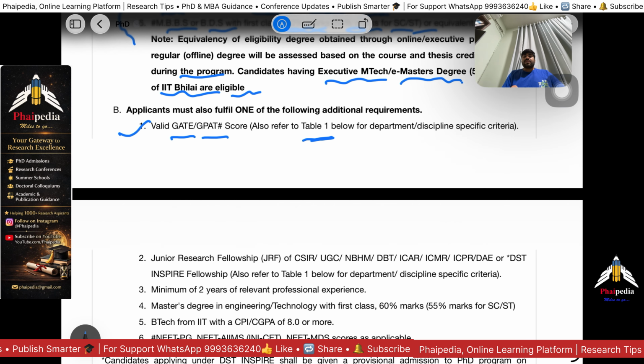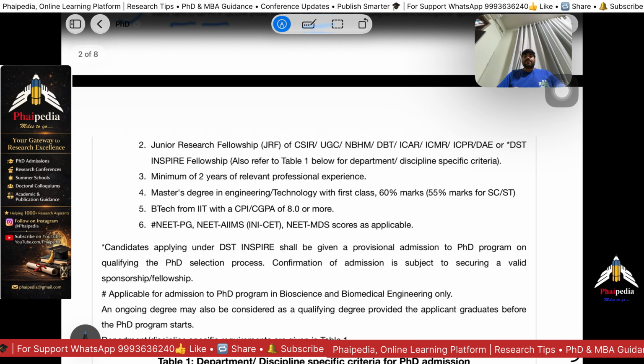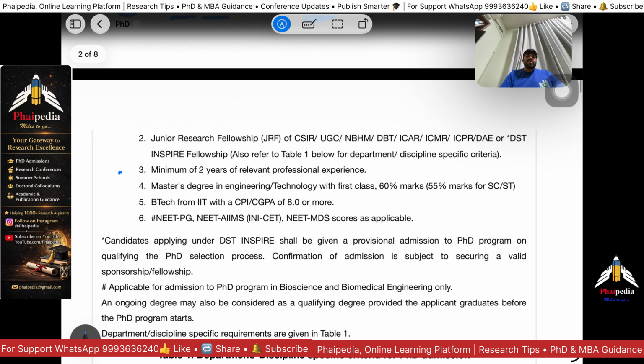We will see Table 1 for this, like which discipline wants which scorecard. Also, you should have a Junior Research Fellowship, JRF, or CSIR, UGC, NBHM, DBT, ICAR, ICMR, ICPR, DAE, or DST Inspire Fellowship. We can also refer to Table 1 for the particular department or discipline for the specific criteria. Also, you should have a minimum of 2 years of relevant professional experience.